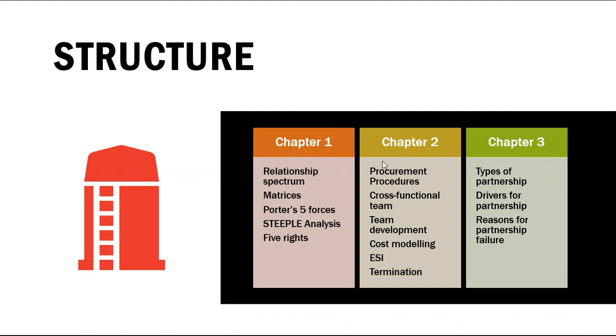In chapter 2, we first look at the procedure to form the relationship between the buyer and the supplier. Then we look at how a cross-functional team works, and other models such as team development, cost modeling, and early supplier involvement. And finally, we look at how a relationship is terminated and ended.